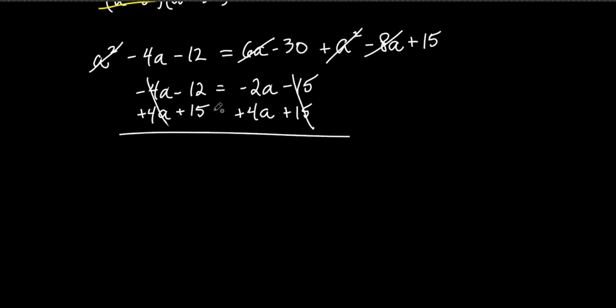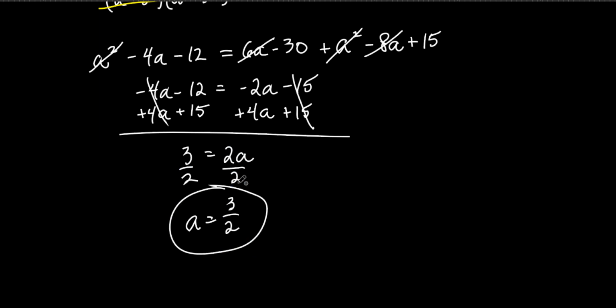That cancels. Bring everything down. Negative 12 plus 15 is 3. Bring this down to a. Divide by 2. There it is. A is 3 over 2. That's it. It was a lot of steps.